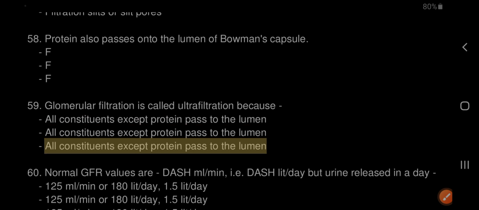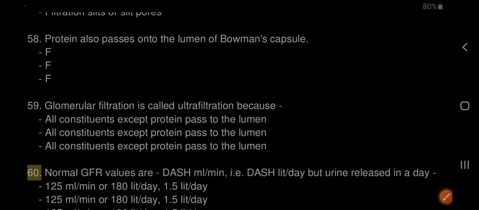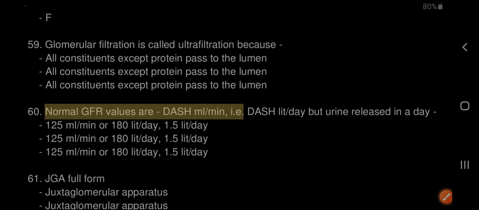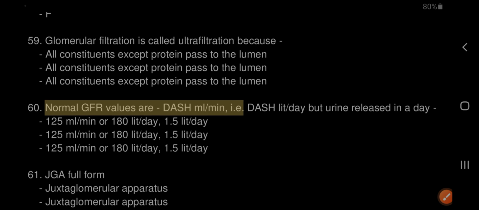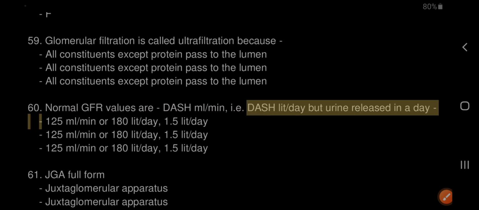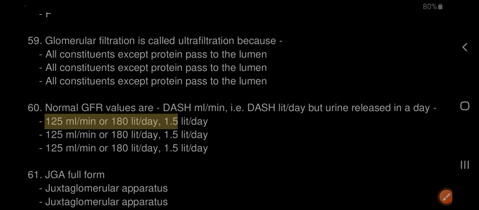60. Normal GFR values are 125 milliliters per minute, i.e. 180 liters per day, but urine released in a day is 1.5 liters per day.